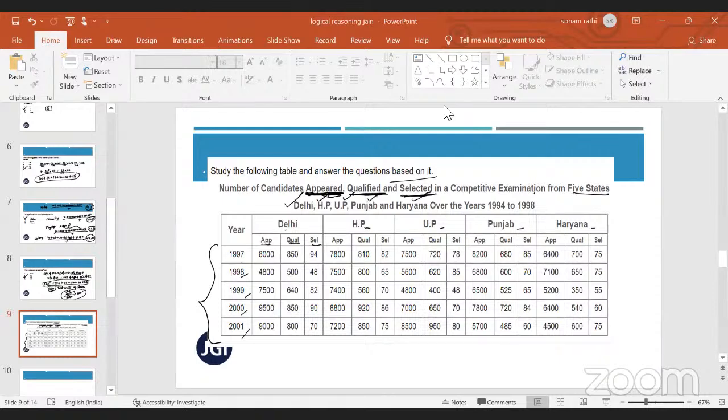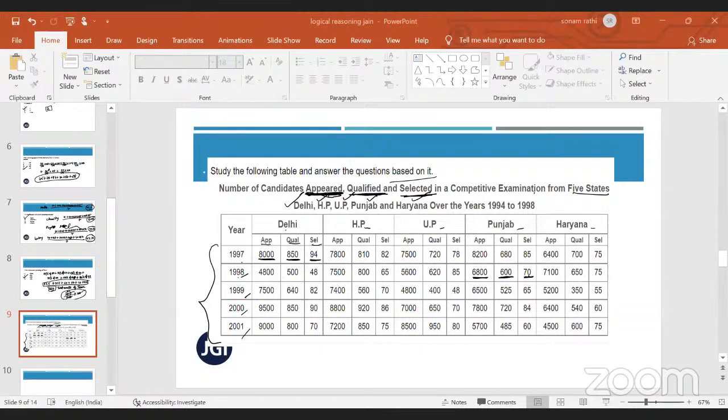Okay. So let's say in Delhi, in 1997, 8,000 people write the exam. Out of 8,000, 850 are qualifying the exam, and how many selected? 94 are selected. Got it? Similarly, in Punjab, in 1998, 6,800 people are writing the exam, 600 are getting qualified, and 70 are getting selected. Got it? Okay. Now on the basis of this data, we will solve questions.